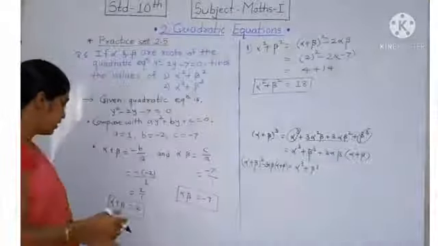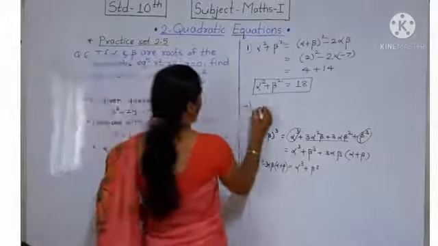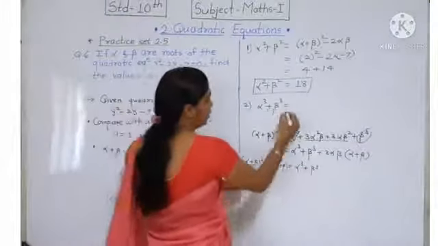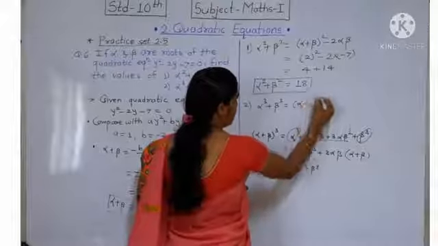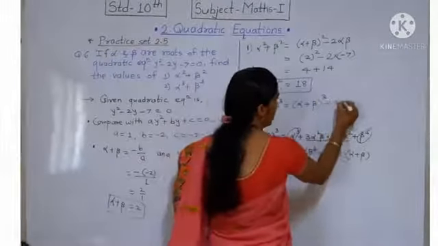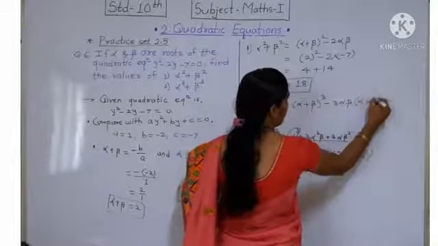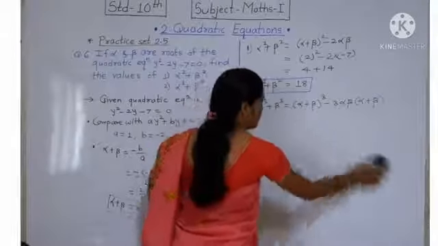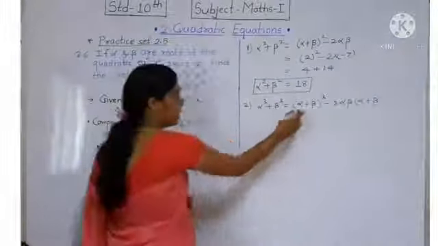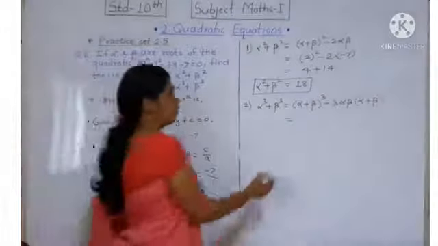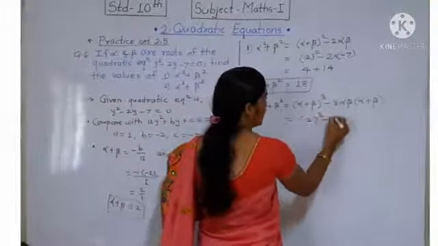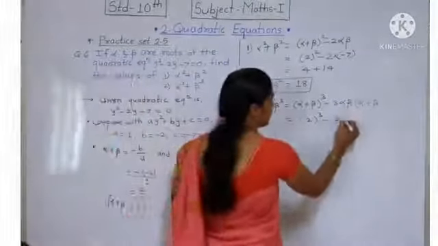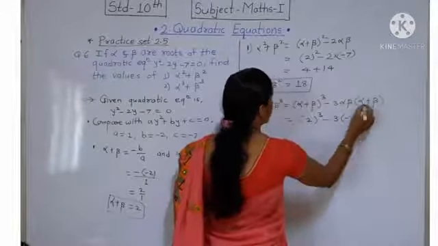First we had found this. Now second, alpha cube plus beta cube. What is the formula for alpha cube plus beta cube? Alpha plus beta bracket cube minus 3 alpha beta into alpha plus beta. Okay. So put the values. Alpha plus beta value is 2. So 2 cube minus 3 as it is. Alpha into beta value is minus 7 into alpha plus beta value is 2.